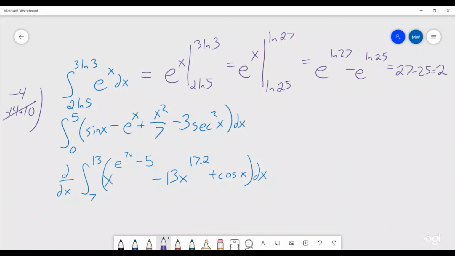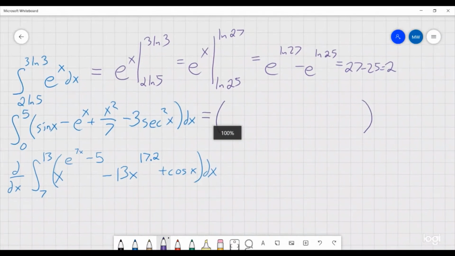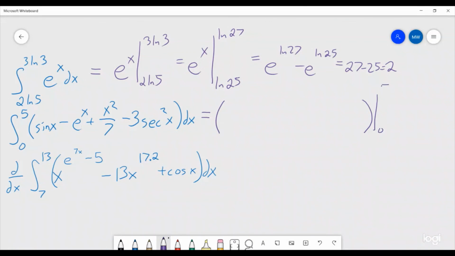Now how about this second one? How on earth do we evaluate this one? Well, it's going to be the exact same thing. We just have to figure out what's its antiderivative, and then we evaluate it at 0 and 5. Well, the antiderivative of each piece separately is something we can do. Antiderivative of sine, we did that one just a little bit ago, so that's negative cosine x. Antiderivative of e to the x, that's minus e to the x.